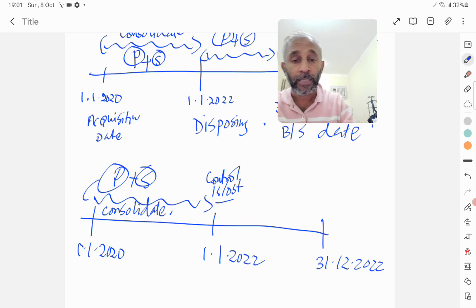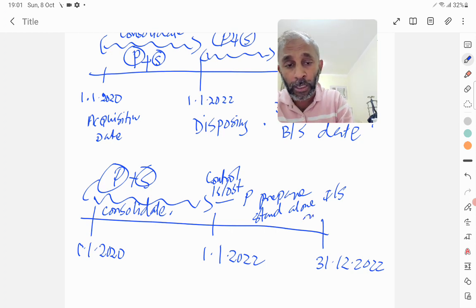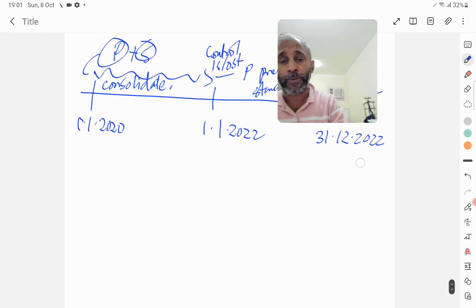Once control is lost, the parent should prepare standalone financial statements only for the parent. Only for the parent.